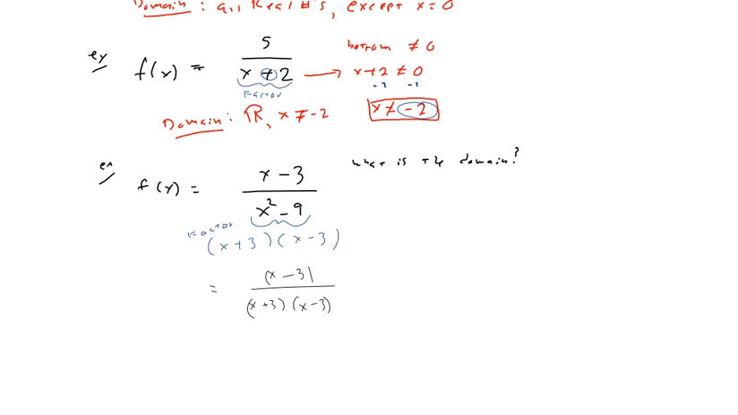So now, if you see this, we've done this before, we've simplified these equations. You see this x minus 3 on the top, this x minus 3 on the bottom? I can simplify and cancel those out and get 1 over x plus 3. So I can simplify this equation. We've done that before.